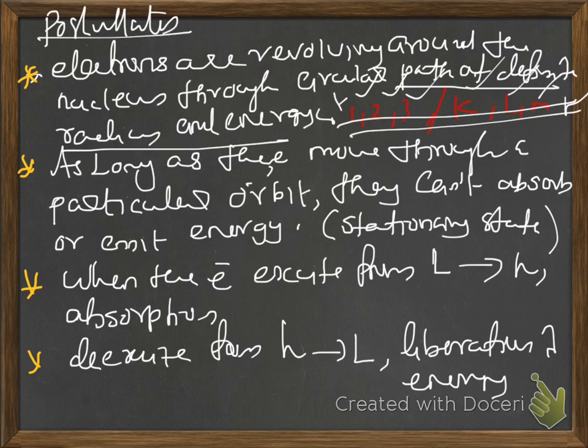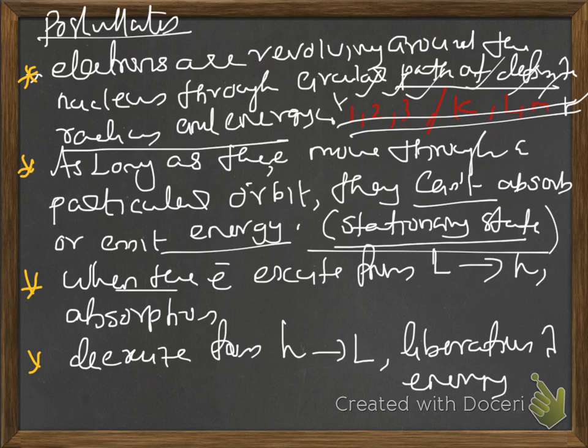Second one, as long as the electrons move through a particular orbit, they can't absorb or emit energy, or their energy in a particular orbit is fixed. Since the energy of orbit is fixed, we are calling this orbit as stationary state. This may be asked in exams also. Why orbits are called stationary state? It is a very simple answer, because of the constant energy of orbits, we are calling them as stationary state.